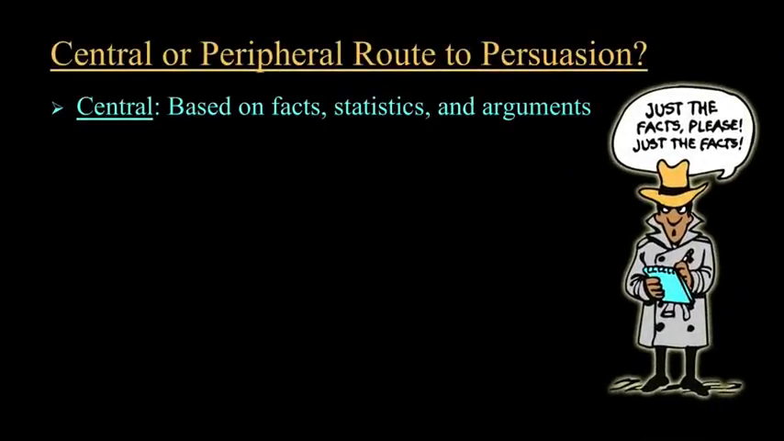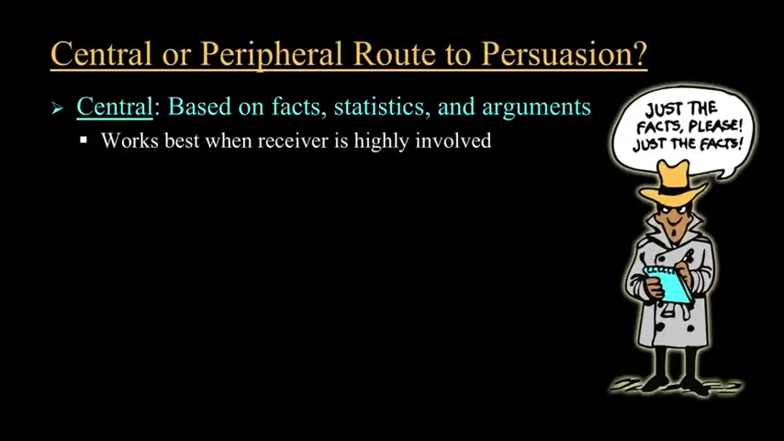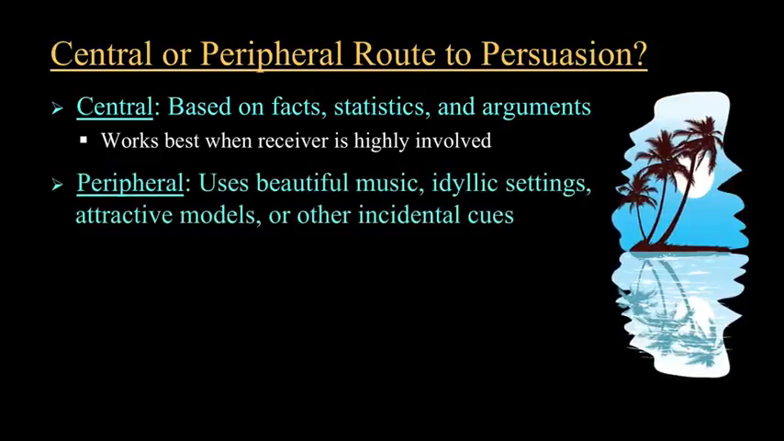A message that uses a central route to persuasion is a message based on facts, statistics, and arguments. This is the kind of message that someone who's highly involved with the issue would find persuasive. In contrast, a message that relies on the peripheral route to persuasion is a message that uses beautiful music, idyllic settings, attractive models, or other cues that are really incidental or peripheral to the issue at hand.